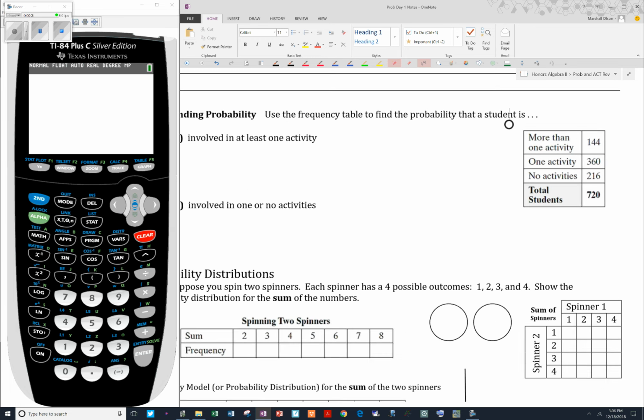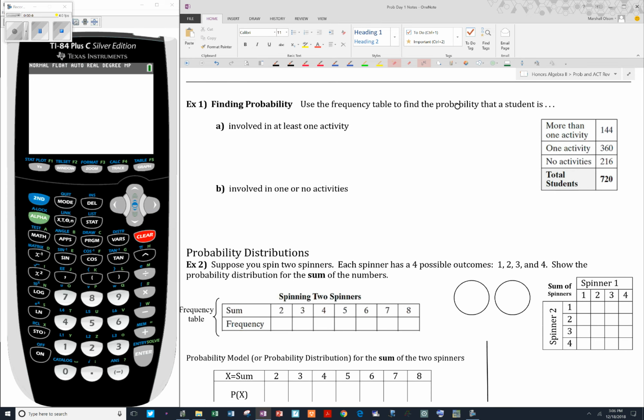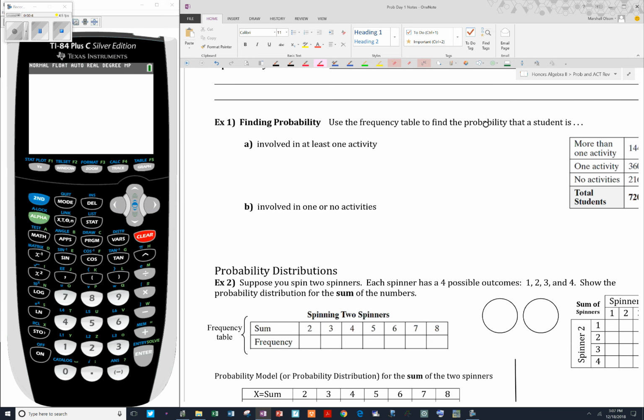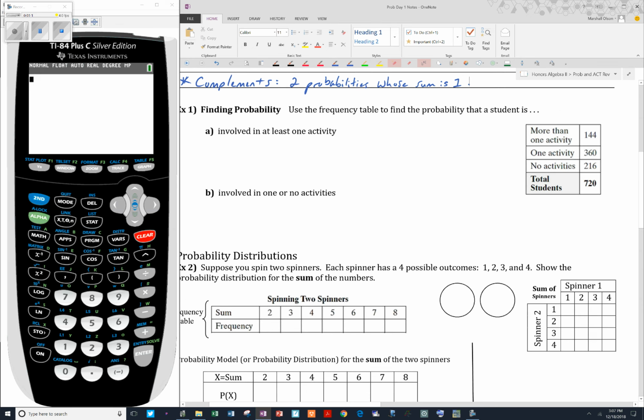All right, so take a look at getting probabilities from a table here. Actually, one thing that I want to have you put down here, because it's not anywhere else yet, is the idea of complements. Complements are two probabilities that add to one. And then we'll be able to talk about complements a little bit more freely as we go on here.